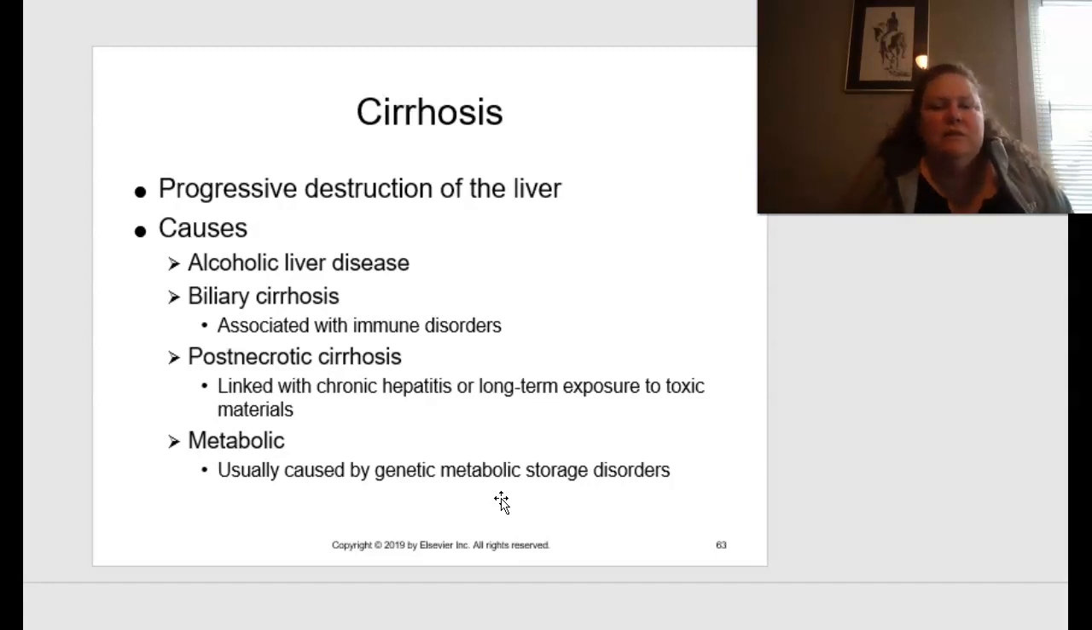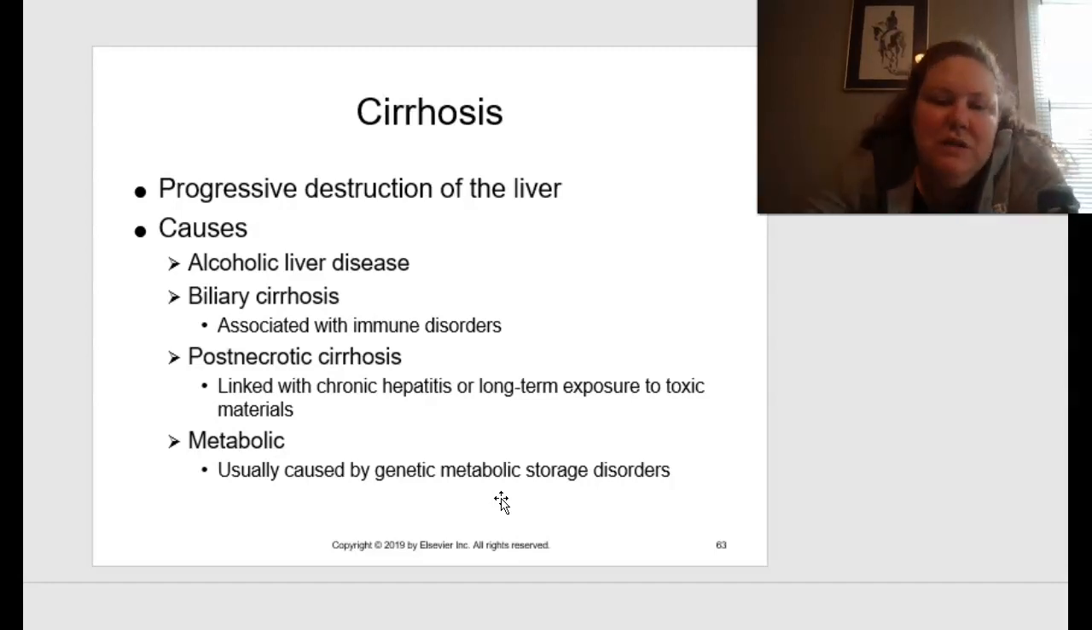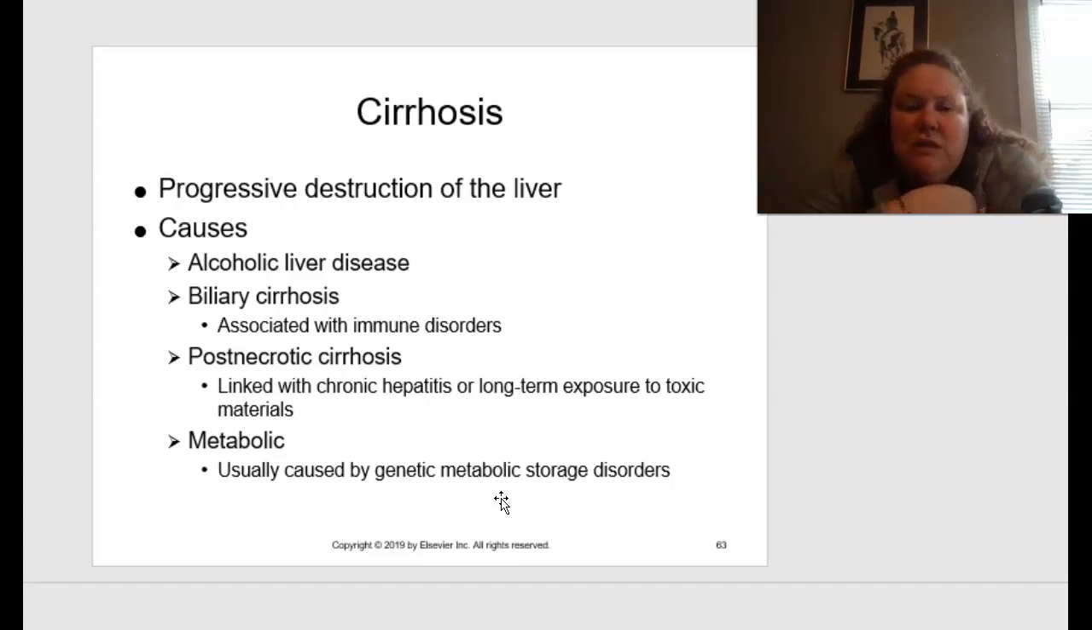So we have biliary cirrhosis, and this is associated with immune disorders. You have post-necrotic cirrhosis, and this is linked with chronic hepatitis or long-term exposure to toxic materials. And you also have metabolic cirrhosis, and this is usually caused by genetic metabolism storage disorders.